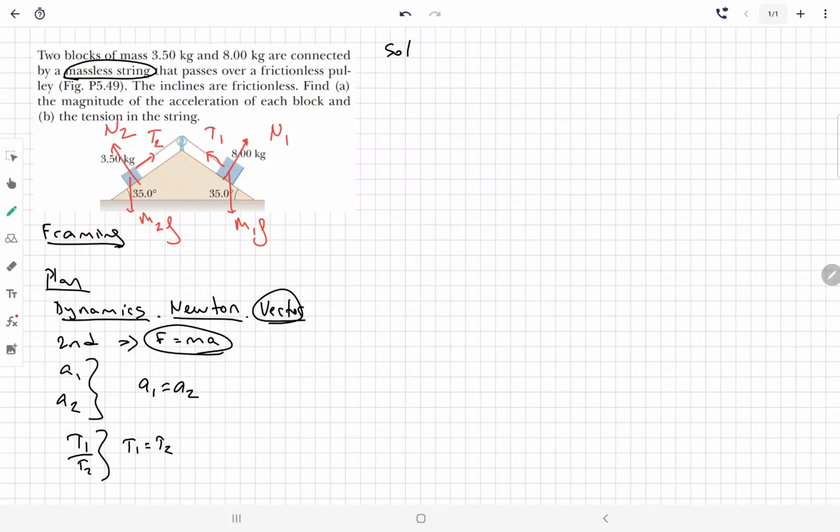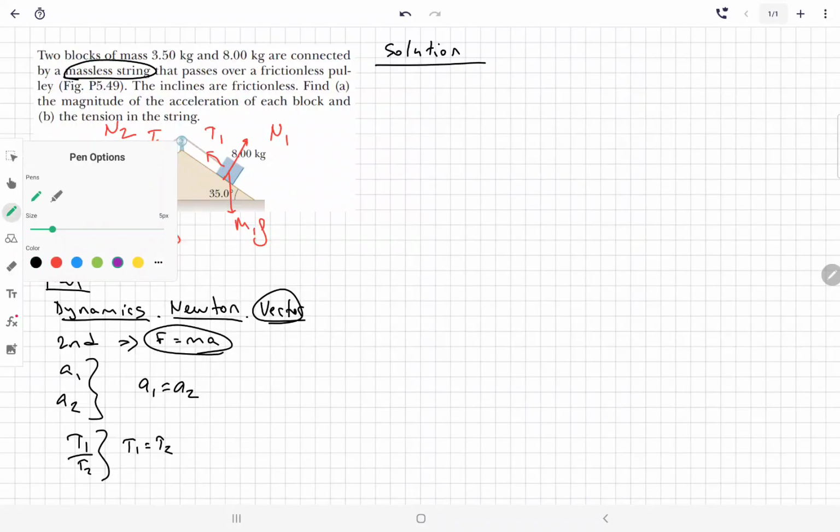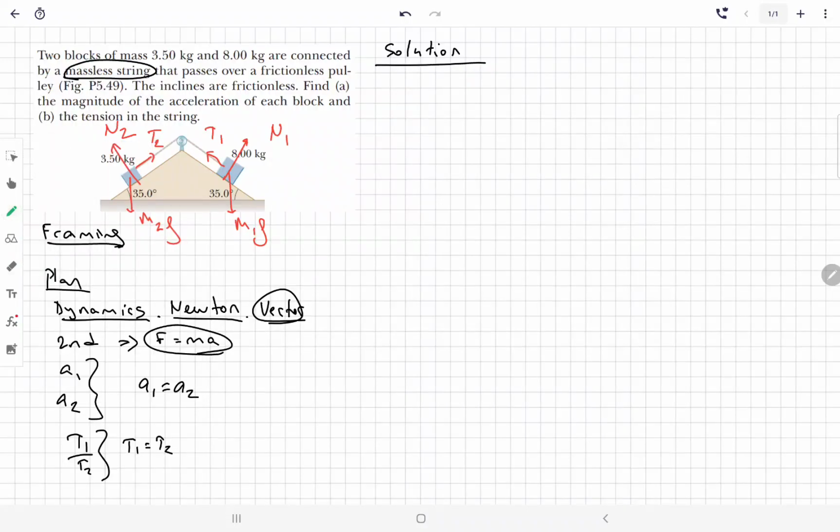Now let's come to the solution. So first of all, we should guess the direction of the motion. We have the same angle here, so it means at the right side we have 8 kg, at the left side we have 3.5. It's obvious that 8 kg will move downward because the angle is exactly the same and 8 kg is heavier than 3.5.